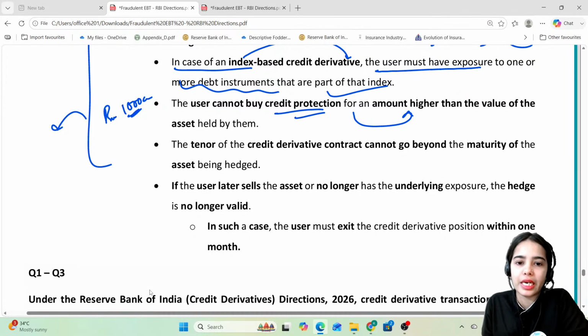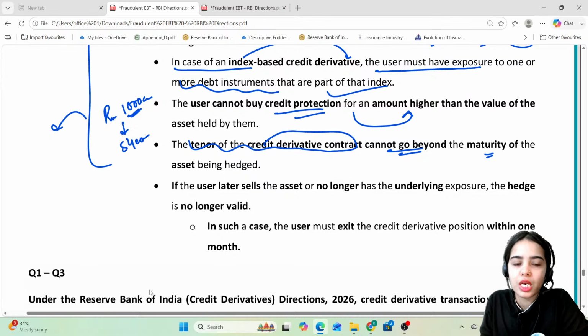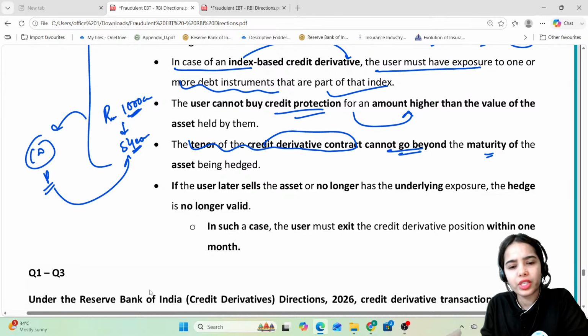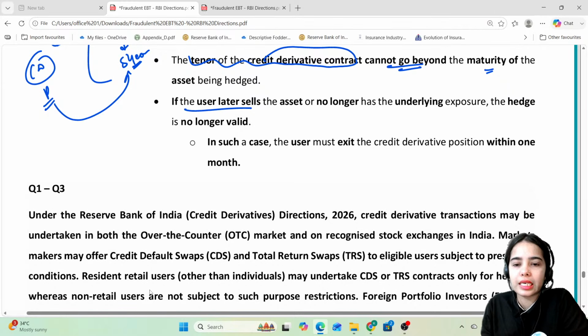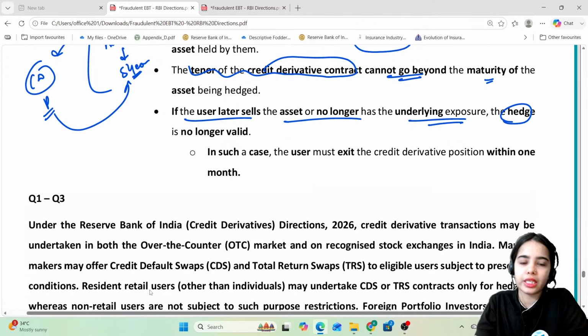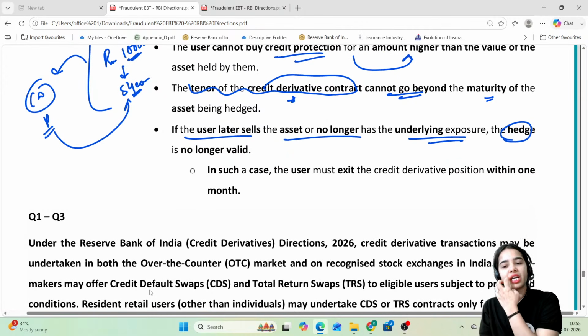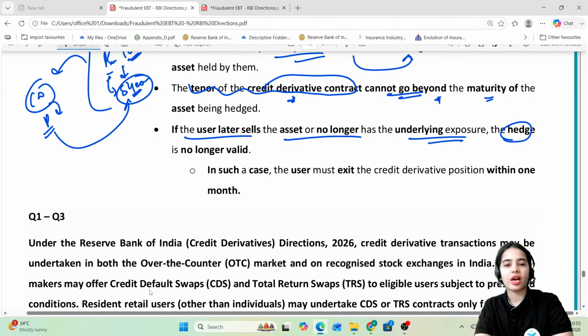So if the bond value is 1000 crore, the protection can be for this amount only, right? Not more than this. The tenure of the credit derivative contract cannot go beyond the maturity. If the bond is maturing within 5 years, the protection also will mature within 5 years. If the user later sells the asset or no longer has the underlying exposure, the hedge is no longer valid. So the tenure of the credit derivative contract cannot go beyond the maturity of the asset. If the bond has a maturity of 5 years, the credit derivative will also have a maturity of 5 years.